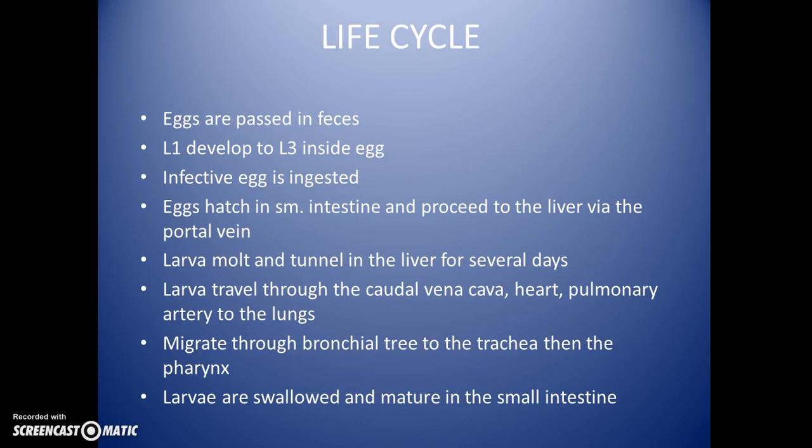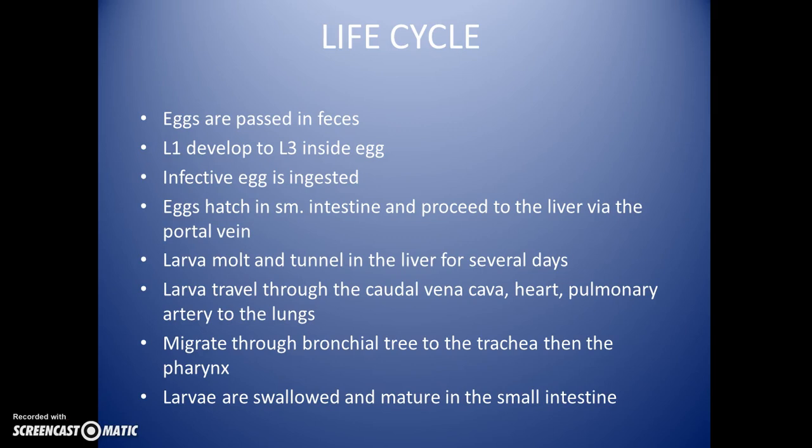So in this life cycle, the eggs are passed in the feces, but the larva actually develops completely inside the egg. And the infective egg is then ingested by the pig as it's rooting around. The eggs hatch in the small intestine. Once they hatch, it proceeds to the liver through the portal vein. The larvae start to tunnel through the liver as they're molting and developing for a few days, and then travel out of the liver through the caudal vena cava to the heart, to the pulmonary artery, and then up to the lungs. All the while, they've caused this tissue damage in the liver.